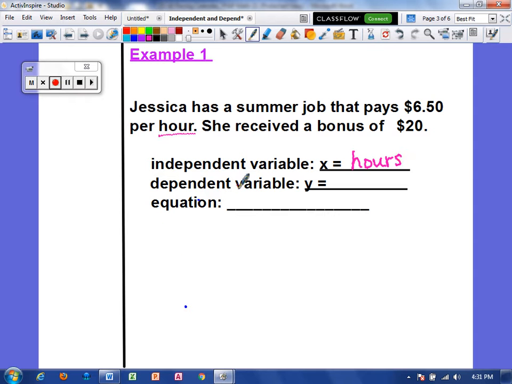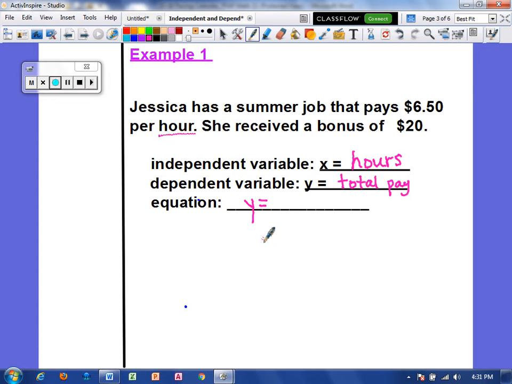The dependent variable is what is affected by everything. And I like to think of it as an end result. So the dependent variable is going to be her total pay. So the number of hours that she works is going to affect the total pay that she receives. Now we're going to write an equation with it. And now that we are on functions, our equations are always going to start with y equals. That's just saying her total pay is going to be equal to whatever we put next.